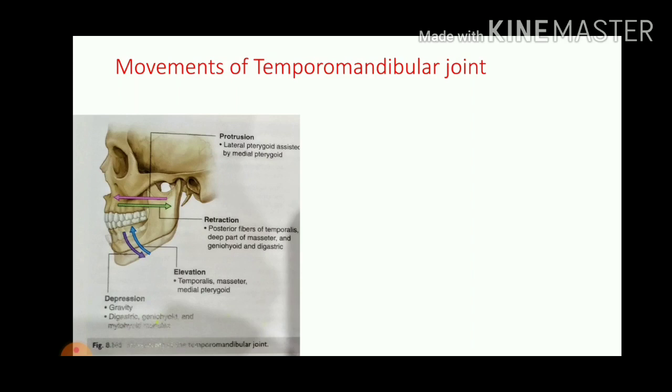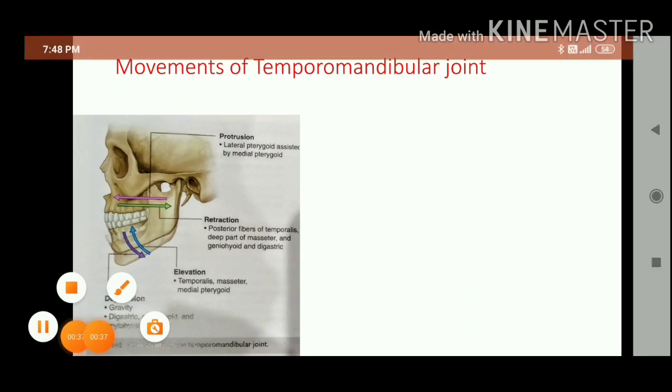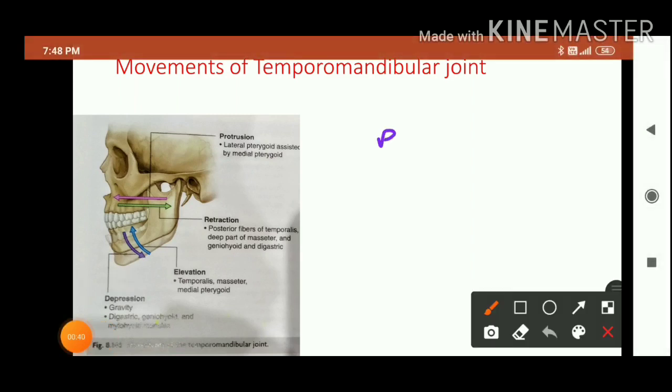So what are the muscles that are responsible for the movement of the temporomandibular joint? They are also responsible for mastication, hence these are called muscles of mastication. And what are the four muscles of mastication? They are basically pterygoid.